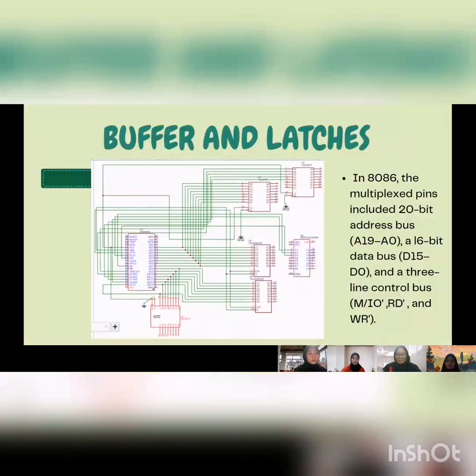Next slide. First, I will explain about buffer and latches. In the 8086, the multiplexed pins include a 20-bit address bus A19 till A0, a 16-bit data bus D15 till D0, and a 3-line control bus M/IO, read and write. This is because we need to multiplex these pins to ensure the address of memory and I/O that are required remain valid and stable throughout a read or write cycle.